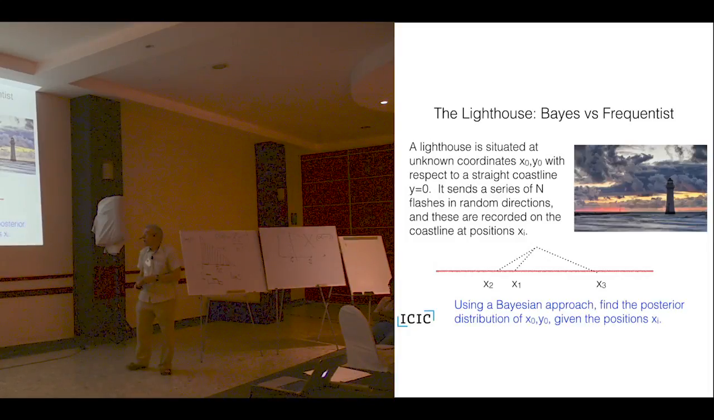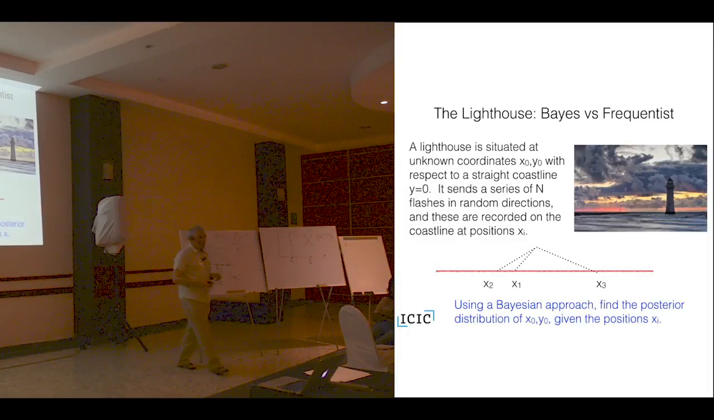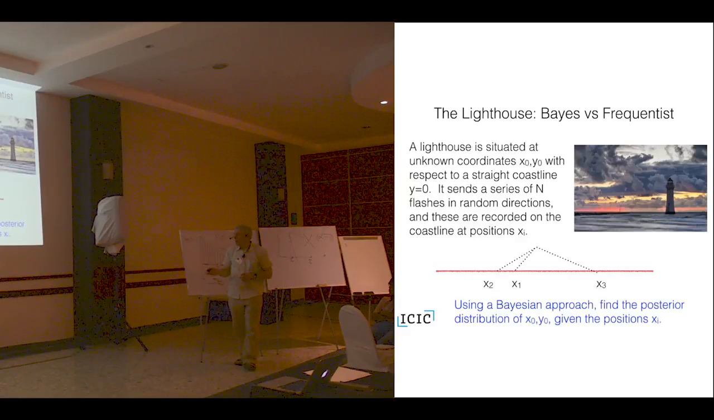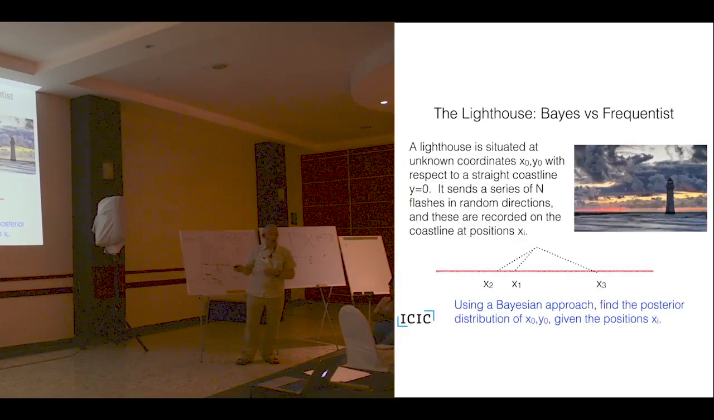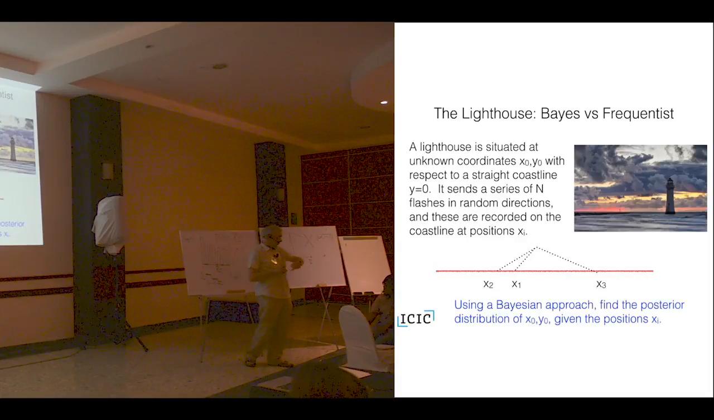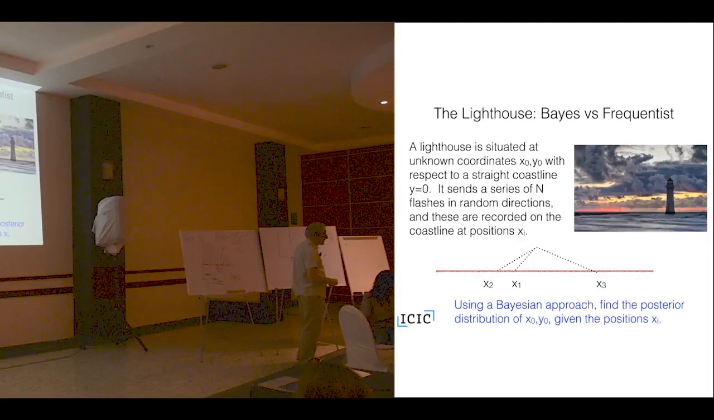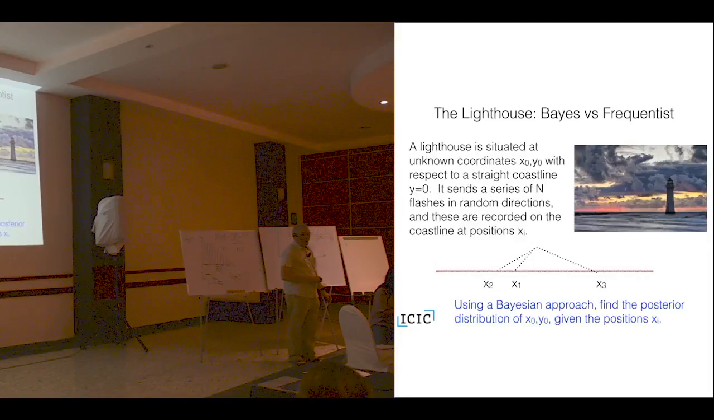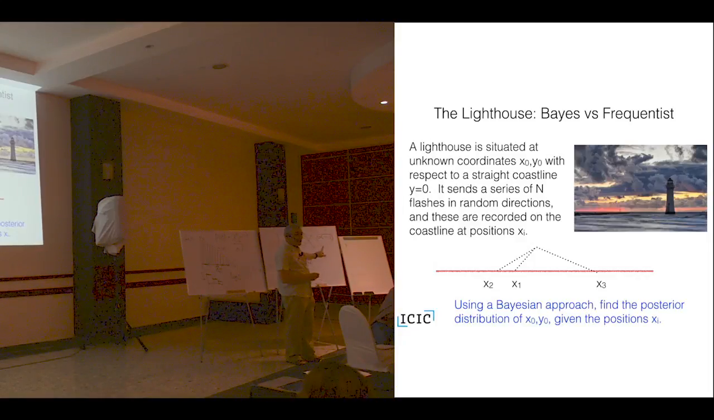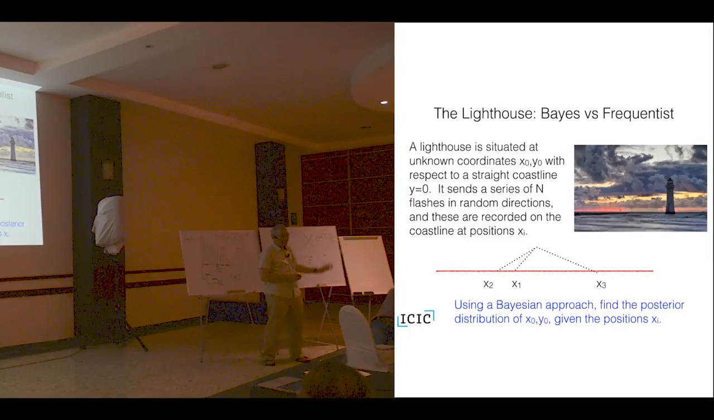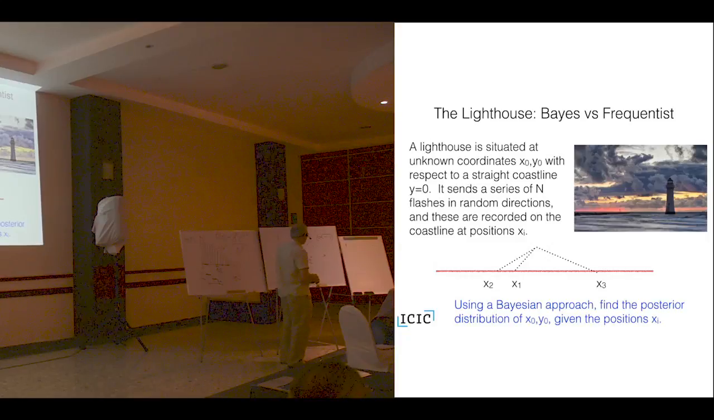Okay, so your task is to, using a Bayesian approach, find the posterior distribution of the position of the lighthouse x naught, y naught, given a set of positions xi. Okay, and I'll give you a little while to do it because it's an instructive exercise. If you have a solution, come and write it up on the board, and there'll be a prize. I don't know what. The first correct answer.